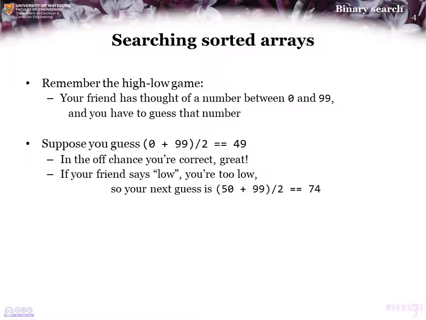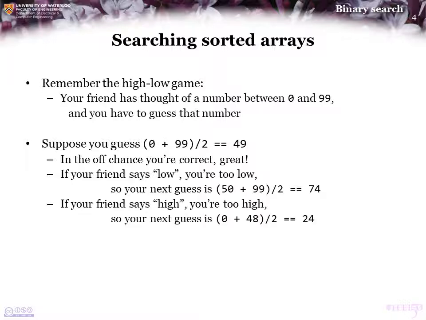If your friend says low, you're too low, and so your next guess is going to be, well, 49 is the wrong answer, so it has to be somewhere between 50 and 99. Let's pick the midpoint between 50 and 99, and that happens to be 74. And we'll carry on playing the game.